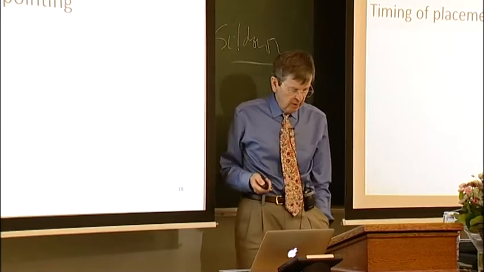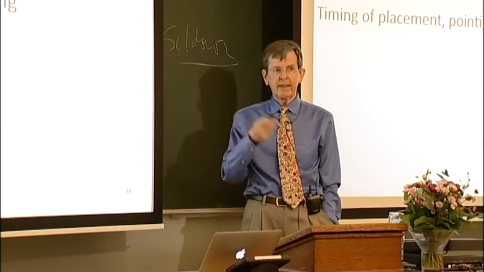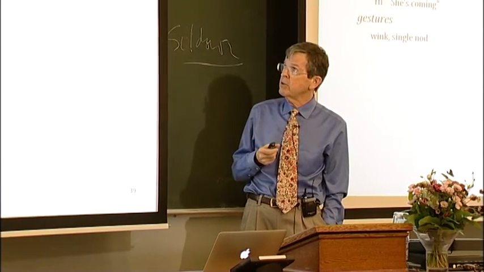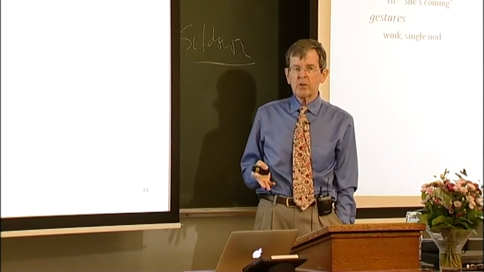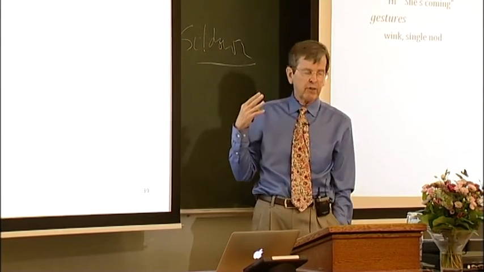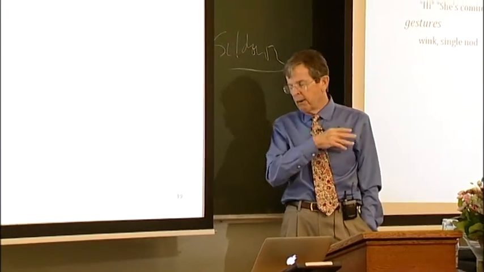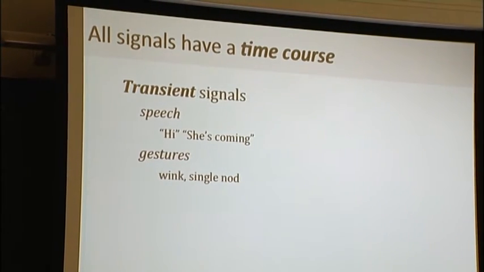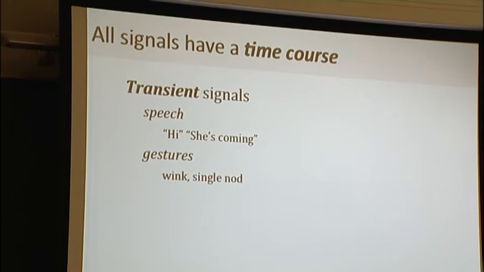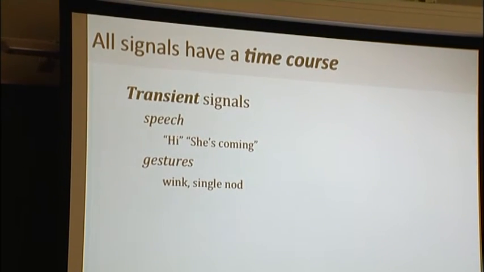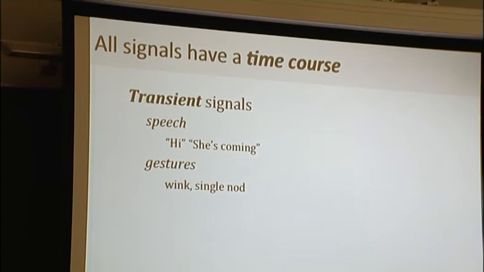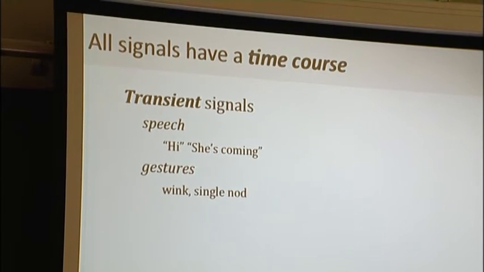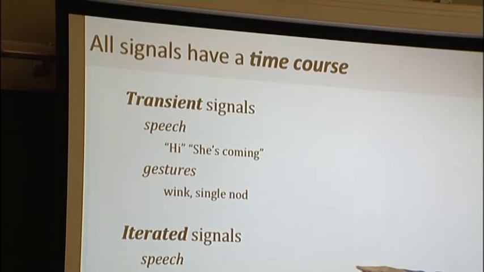Timing. I was talking about timing a lot yesterday, and I didn't get into a bunch of it, but let's look at timing here, because this is really interesting. I'm going to start with a distinction: all signals have a time course, and this is really something that most of my friends miss, because we are constantly interested in transient signals. So I say hi, and that's transient. It's gone. It's got a little time course there, and she's coming has a little bigger time course. Gestures, anyway, there. But there are a lot of cases where they're iterated signals.